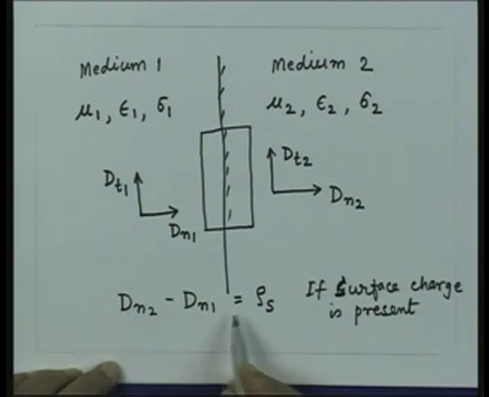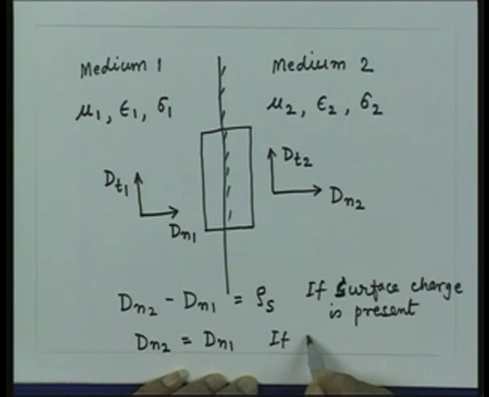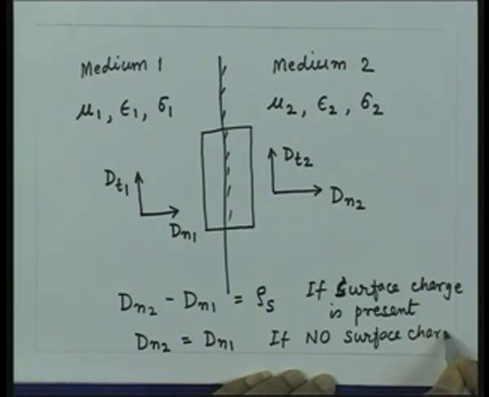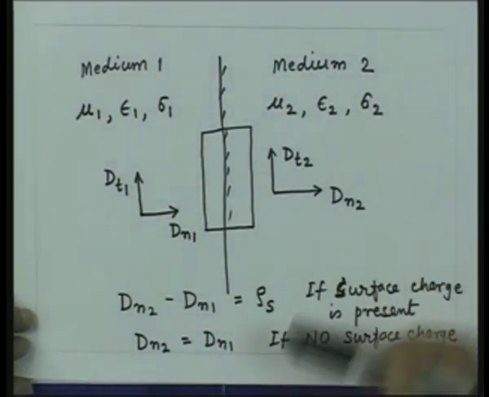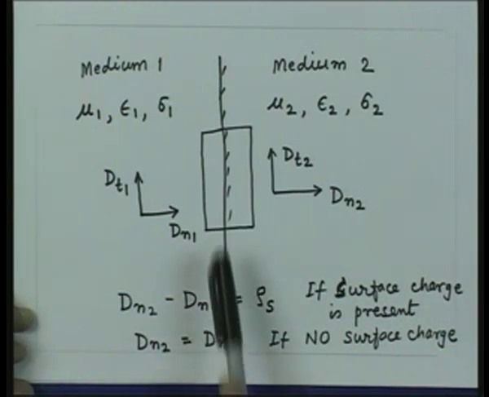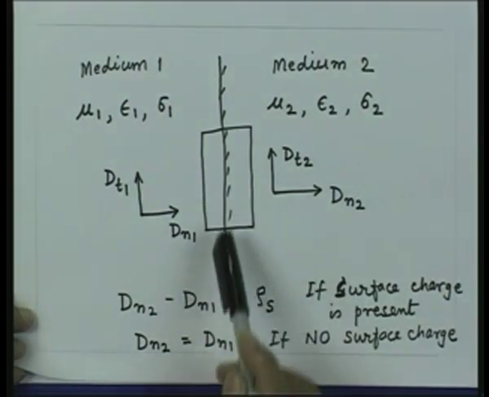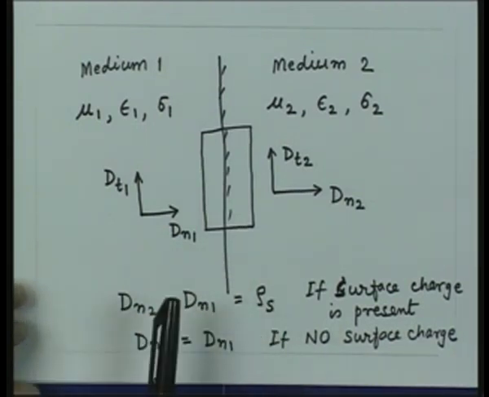And this quantity will be equal to 0, or dN2 equals dN1, that is, if there is no surface charge. So, this is one boundary condition which we have from the Gauss law: the normal component of the displacement vector is continuous across a boundary if there is no surface charge, and in the presence of surface charge, the difference of the normal component of the displacement vector is equal to the surface charge density. This is boundary condition 1.